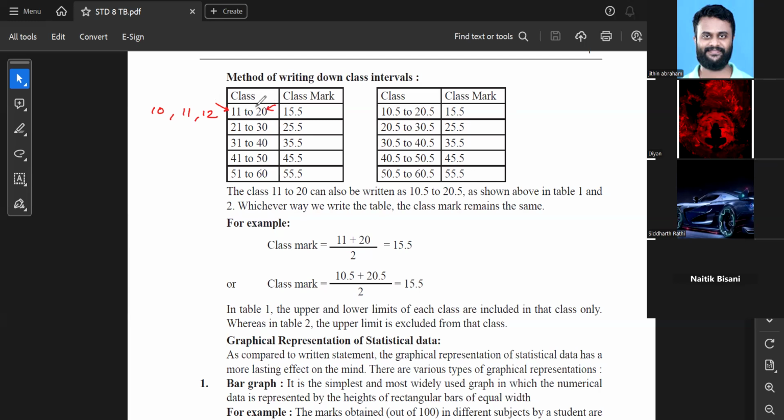Now, the same class can be written in one more way. So here we are including the boundaries, including the end terms or class limits. The same thing can be written in one more way, where instead of writing 11 to 20, we take 0.5 पीछे और 0.5 आगे, we'll write this as 10.5 and 20.5. For the next one, instead of writing 21 to 30, we'll take 0.5 पीछे and 0.5 आगे. We'll write this as 20.5 to 30.5.